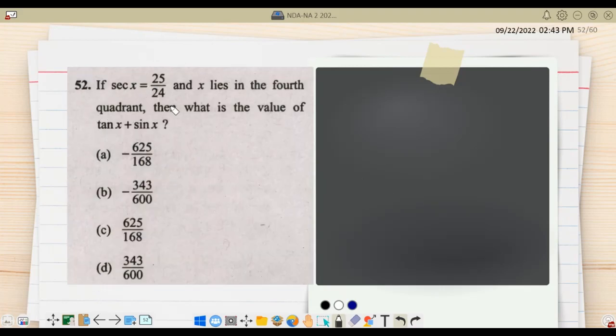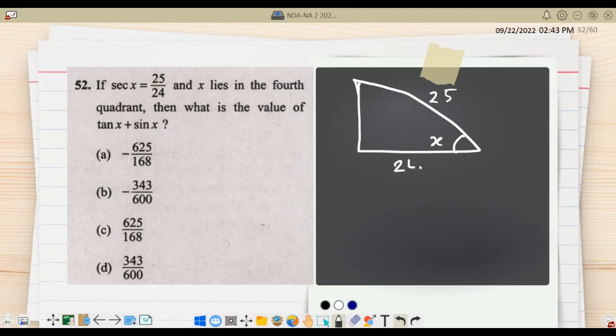So if secant x equals 25 by 24, immediately we draw a triangle, right? So I'm going to take x. Secant x is hypotenuse by adjacent, so the hypotenuse is 25 and the adjacent is 24. And by definition, using the Pythagorean theorem, we know that this is going to be 7, the square root of 25 square minus 24 square.